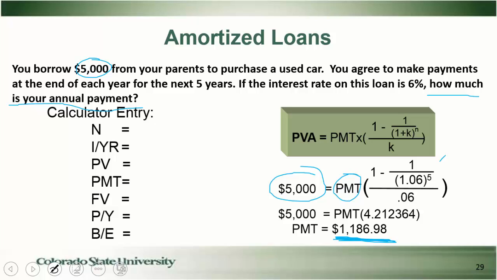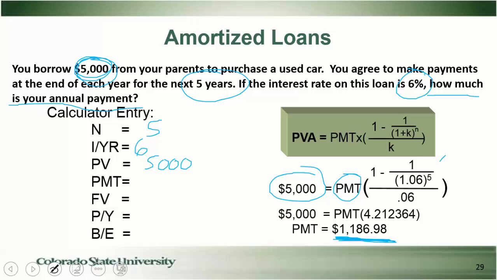So in this case, my n is 5. I'm going to take 5 years to repay them. They're charging me 6% interest, so 6 is my interest per year. Present value, that's what's happening today. Well, today they're handing me $5,000. So that's a positive $5,000 that's going to go into present value.